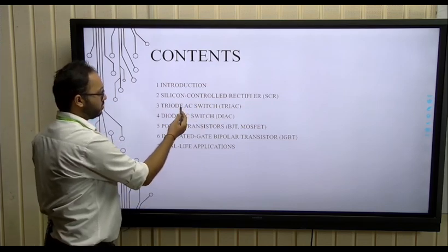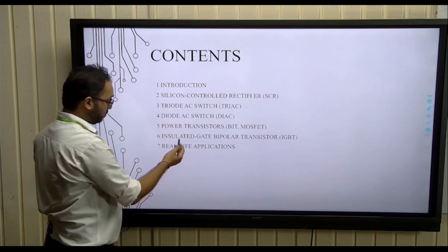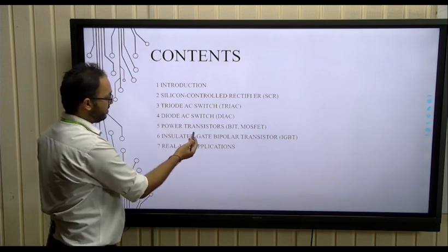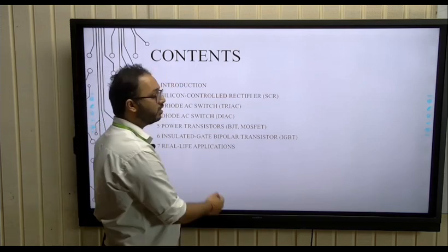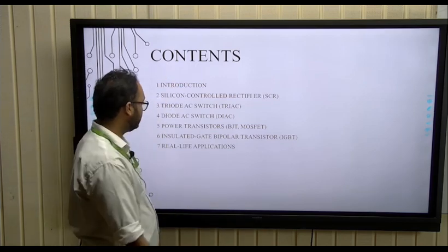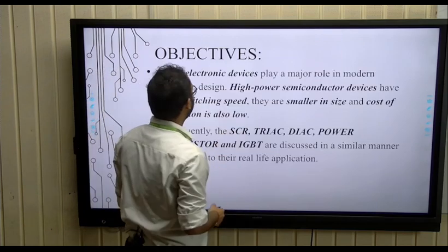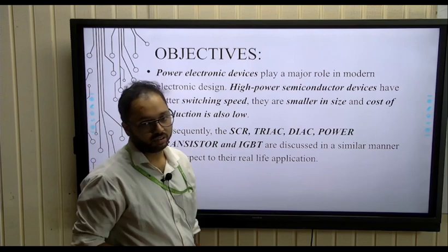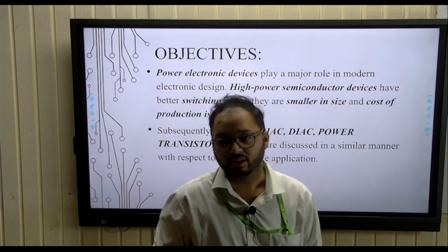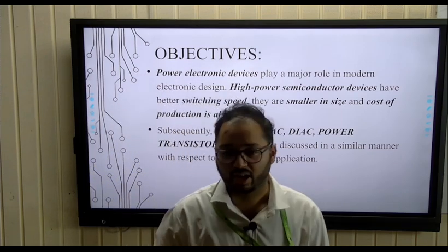Then its two types, triac and diac, and then we have power transistors, and then we will talk something about IGBT and their real life experimentations and applications. Okay, our objective is to understand the power electronic devices and what they are doing in our day-to-day life.